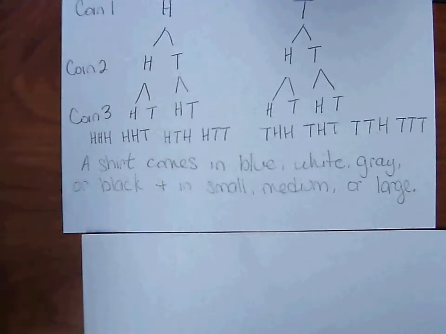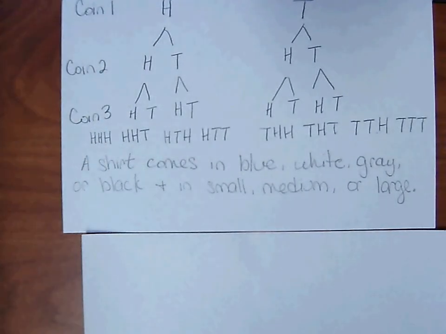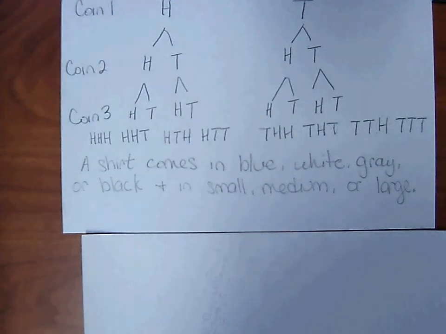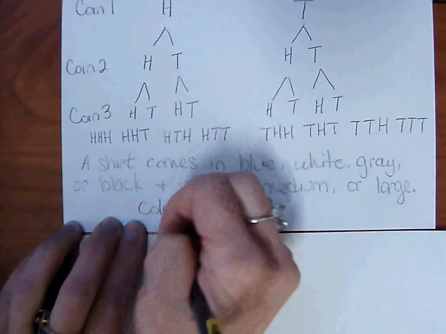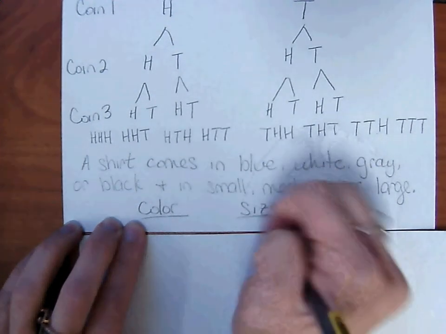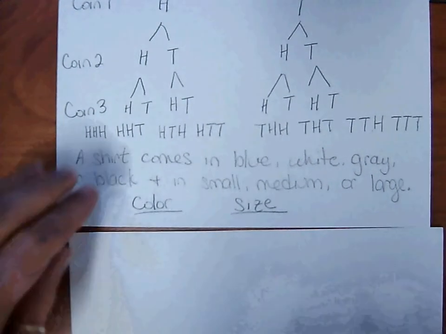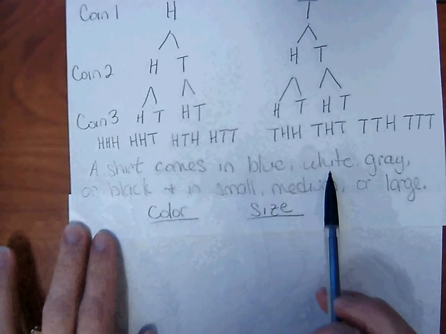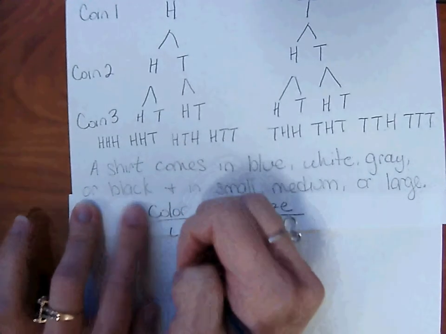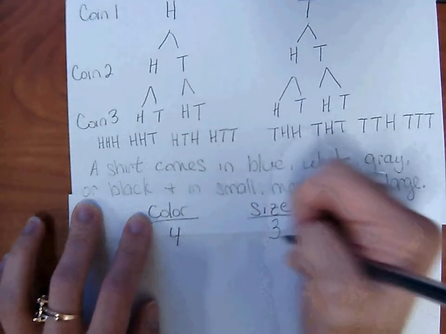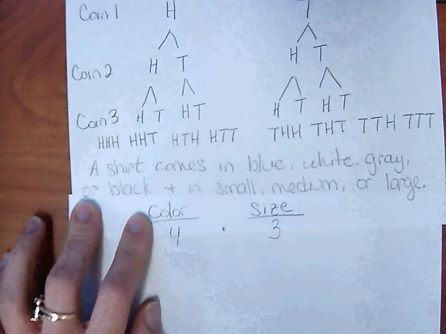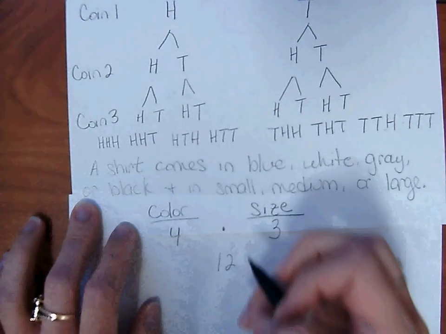Last one. A shirt comes in blue, white, gray, or black, and in small, medium, and large. I'm just going to use the counting principle for this one. So let's think about our categories. Our categories are colors and size. Now think about how many choices we have for color. So blue, white, gray, black. That's 4 color choices. And then our sizes, small, medium, and large. So 3. Multiply those together, and we have 12 different possibilities.